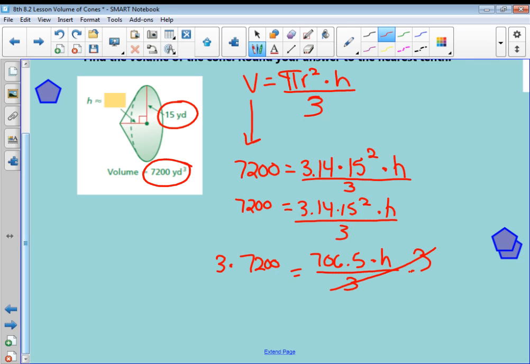So 7,200 times 3 gives me 21,600 equals 706.5 times my height. Now to get h all by itself, I would divide both sides by 706.5, and that's going to tell me my height. So 21,600 divided by 706.5 gives me 30.57.